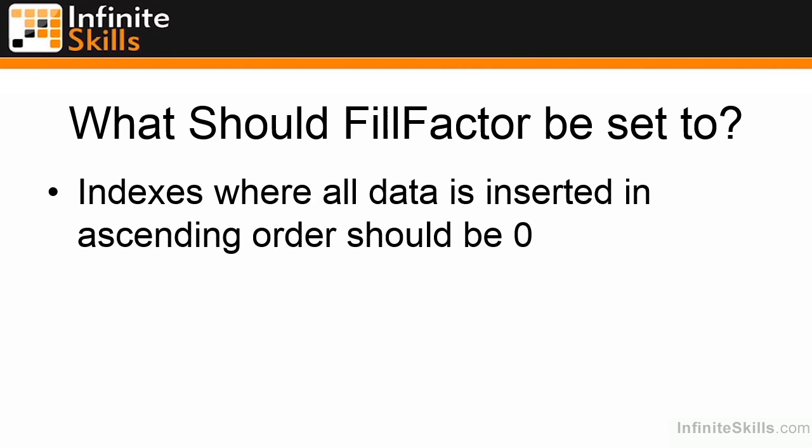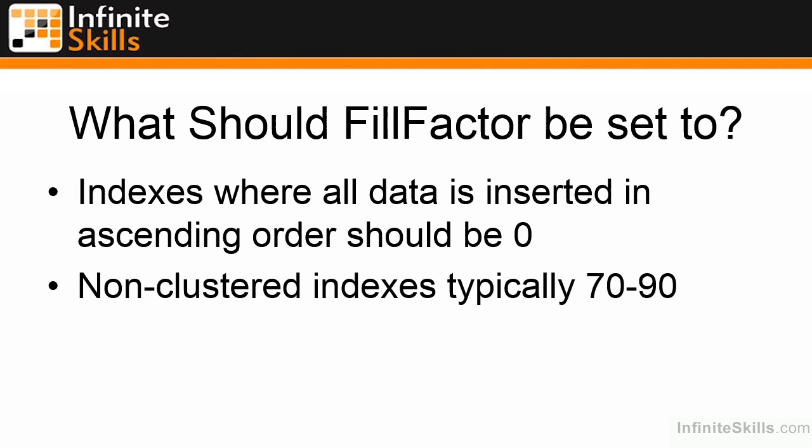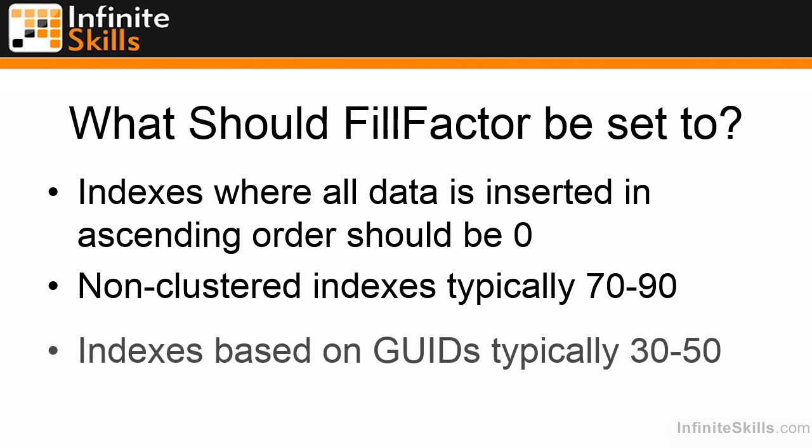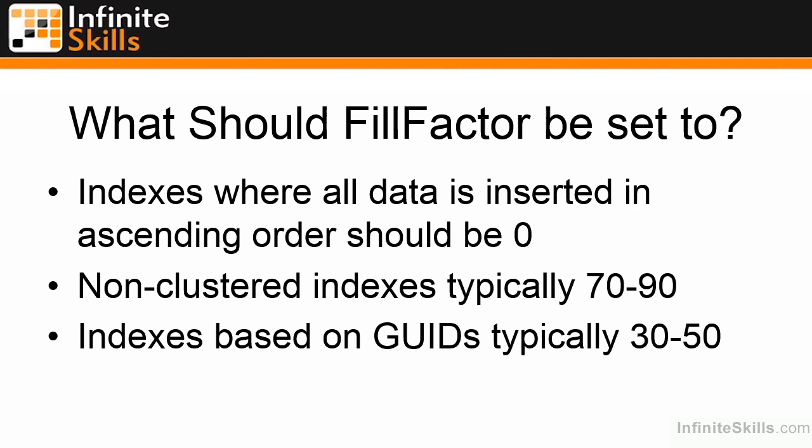Indexes where all the data is inserted in ascending order should really be set to 0. This includes things like the clustered index, where the clustered index is built on an identity column, or a date column where the date is auto-generated or always ascending. Non-clustered indexes are typically going to be set somewhere between 70 and 90%. But again, this really depends on the data type involved. If we're using something like GUIDs, or unique identifier values, we're typically going to want to drop that percentage down to about 30 to 50% because unique identifiers are so incredibly random.